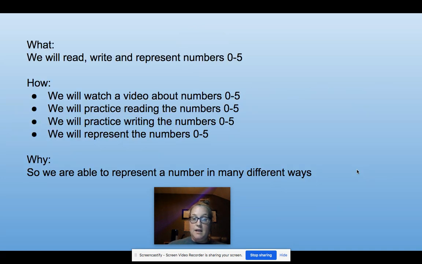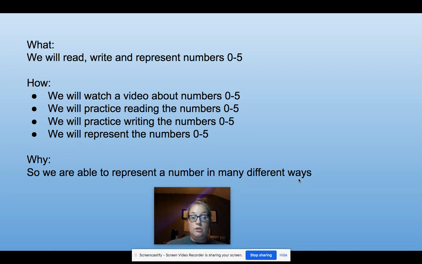So today we did a couple of things. We read, we haven't written yet, but we are going to soon, write and represent numbers 0 through 5. How are we going to do that? Well, we're watching this video. We're going to practice reading the numbers 0 through 5. We're going to practice writing the numbers 0 through 5. And we're going to practice representing the numbers 0 through 5. Now remember, represent means that we're going to have some kind of a picture. And why are we doing this? So we're able to represent a number in many different ways.